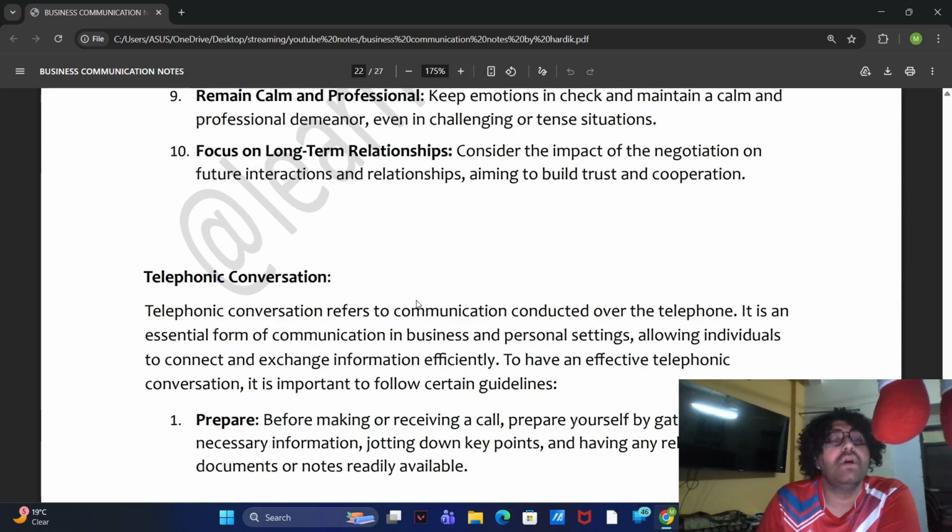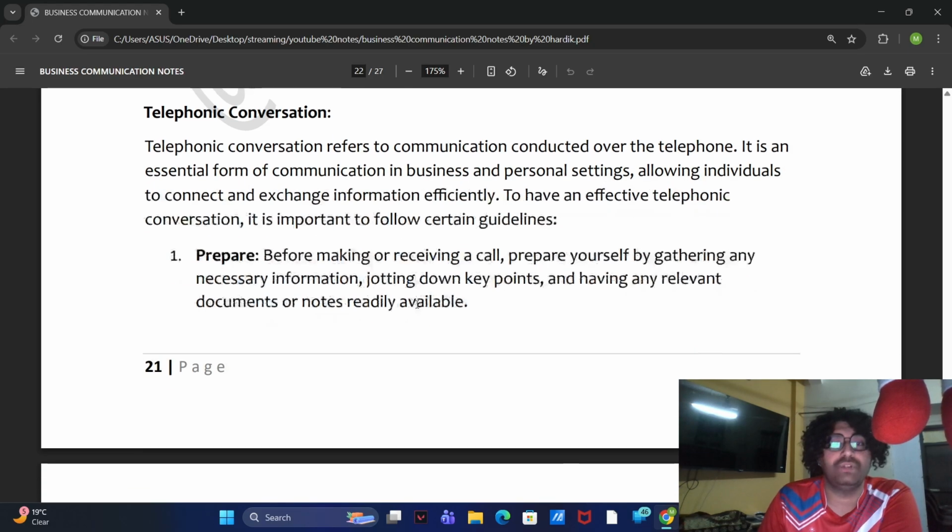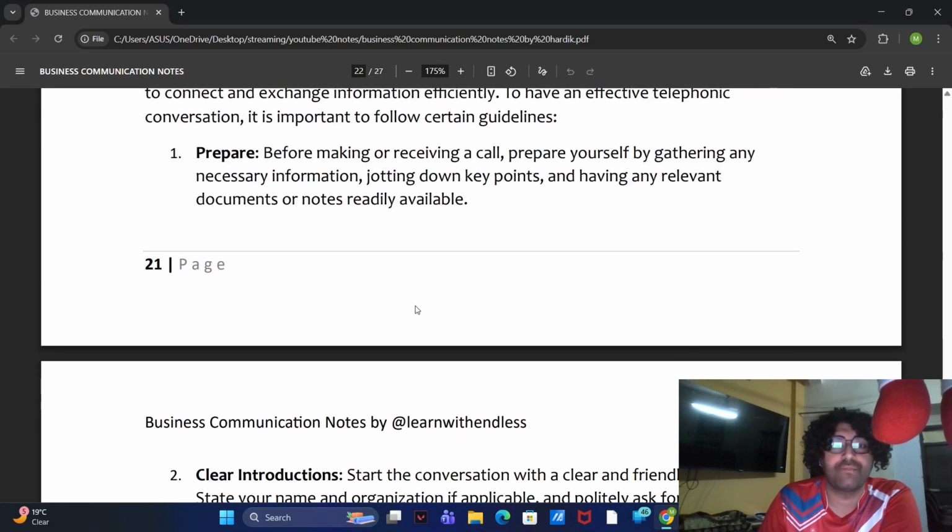Next topic, telephonic conversation. Telephonic conversation refers to communication conducted over the telephone. It is an essential form of communication in business and personal settings, allowing individuals to connect and exchange information effectively. To have an effective telephonic conversation, it is important to follow certain guidelines.